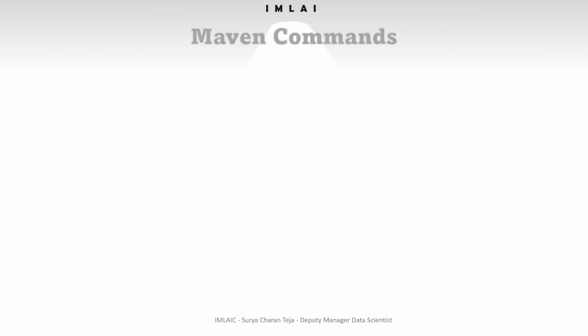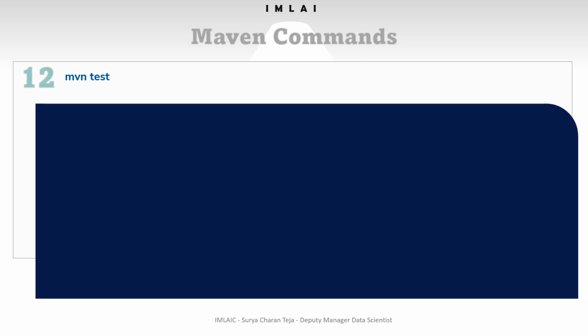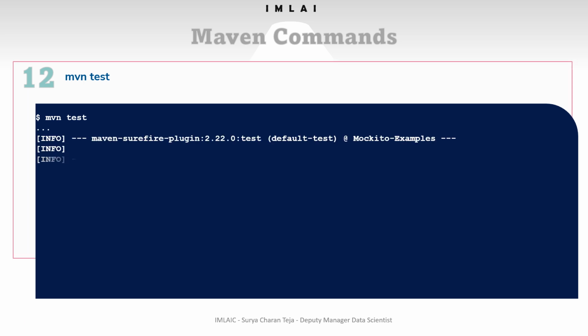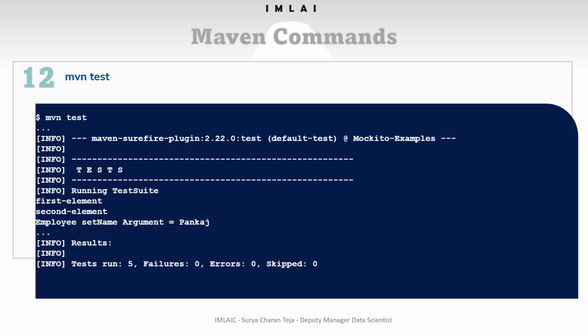Then the most important one, mvn test. This command is used to run the test cases of the project using the Maven Surefire plugin. Basically the test cases should be placed in the test directory, in the nested test directory. There we have to place the test cases of the Java application. I have shown it to you in our previous example.